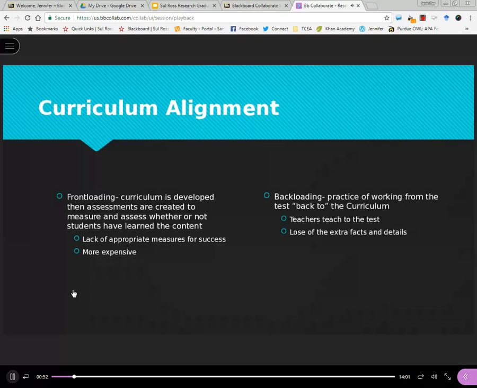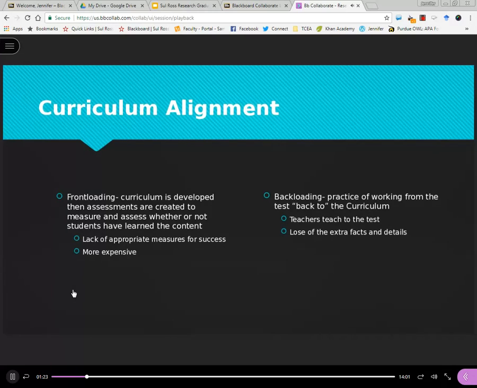Some of the drawbacks and some of the negatives about front loading curriculum: it has a lack of appropriate measures for success. When you're aligning curriculum and basing the test off of that curriculum, there's not a lot of assessments that are out there to test students in the knowledge that they know. This in return provides more expenses for the school district.